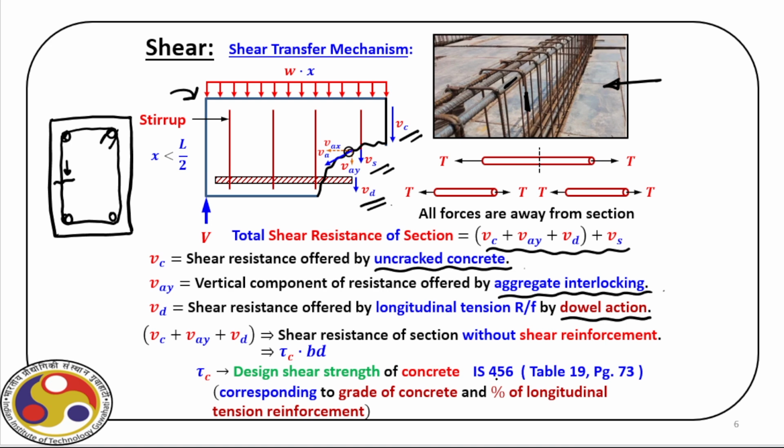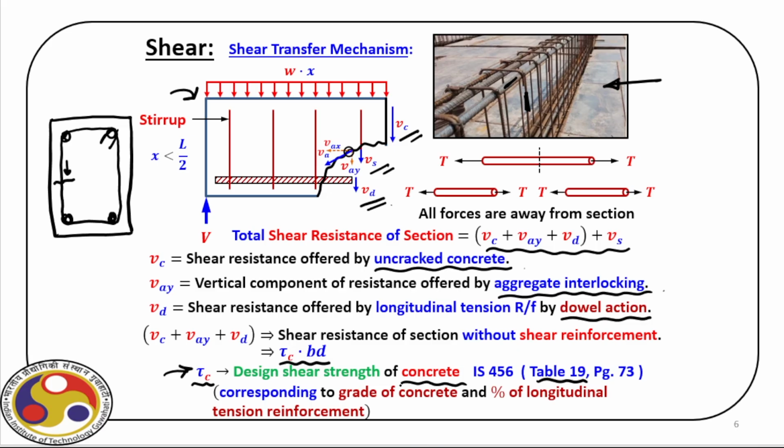Now, Indian Standard Code IS 456 provides tau C, that is the design shear strength of concrete. So if you select a grade of concrete and the percentage of longitudinal reinforcement, then from Table 19, you can find out the value of tau C. Now, the shear resistance of a section without shear reinforcement is actually tau C times BD.